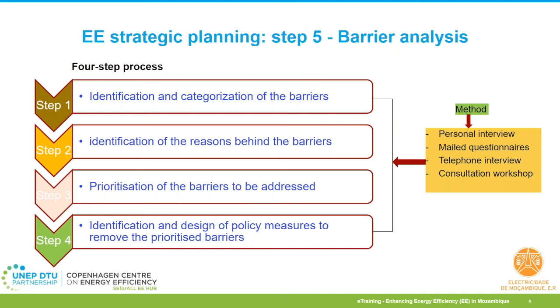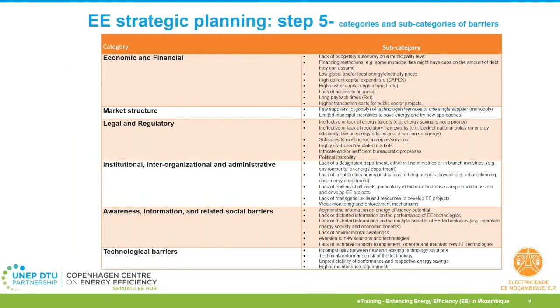And conclude that the barriers that you realize are not easy to move or remove should not be addressed, or they should not get the same importance as the barriers that can be addressed. The fourth step is identification and design of policy measures to remove the prioritized barriers. That's why it's important that you identify the barriers that you can really work on and that you can remove, depending on the measures that you are using.